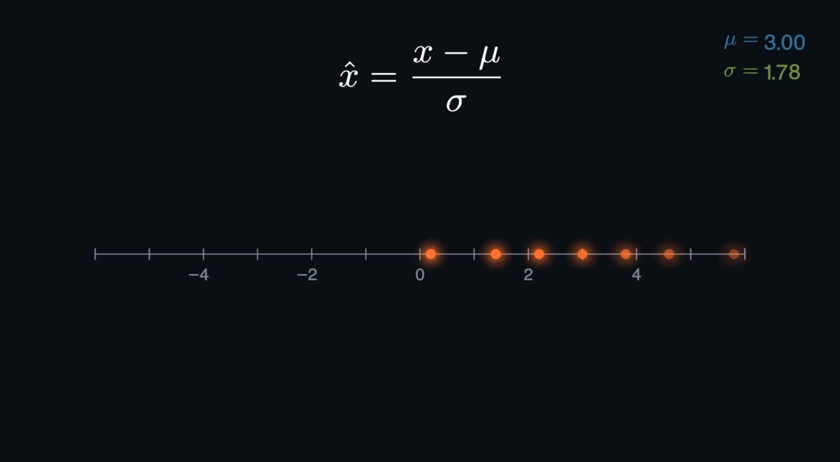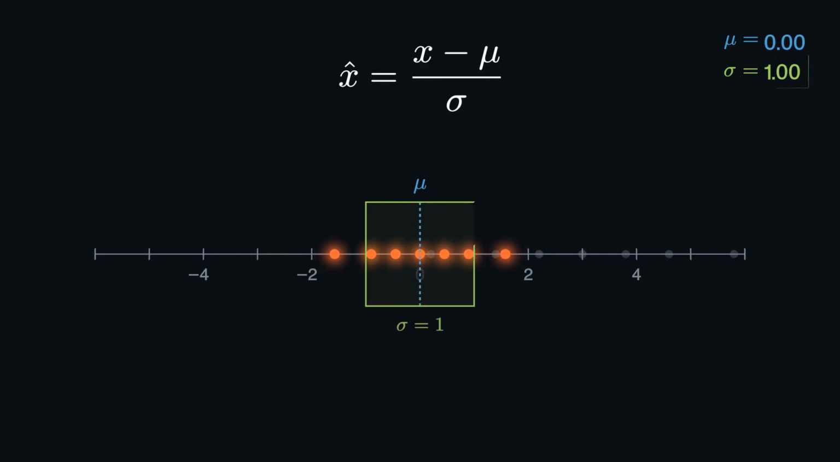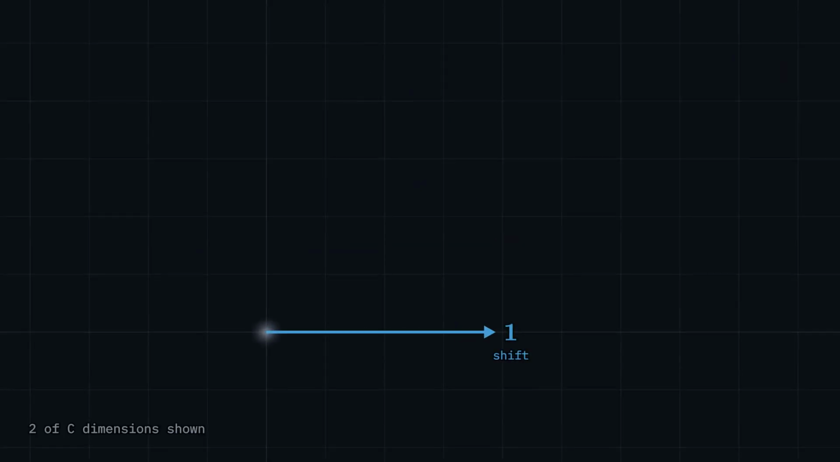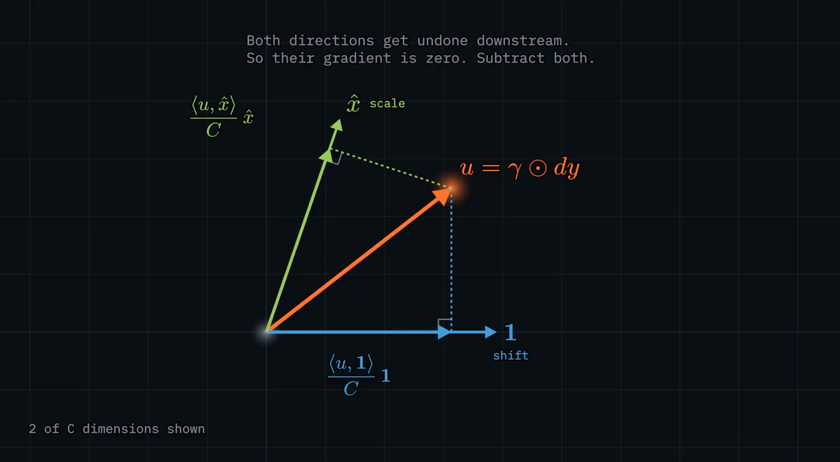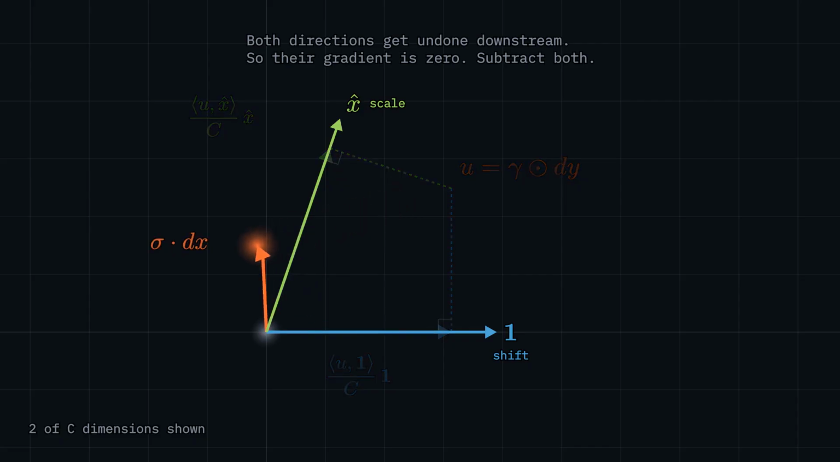LayerNorm does two things to a row. Subtract the mean, divide by the standard deviation. Where the row sat and how big it was are gone. So when a gradient comes back through, 2 directions are wasted. If you shift the whole row, the mean subtraction undoes it. If you stretch it, the variance division undoes it. So backprop deletes exactly those two pieces of the gradient.